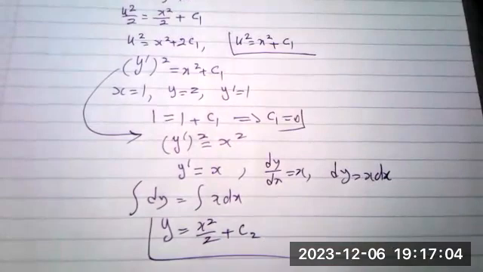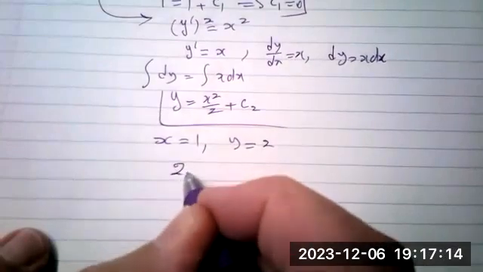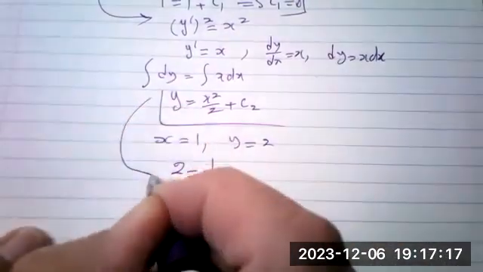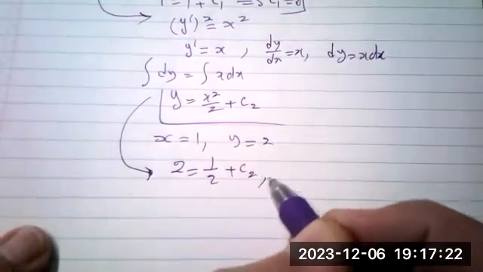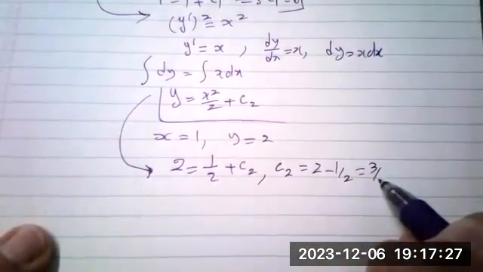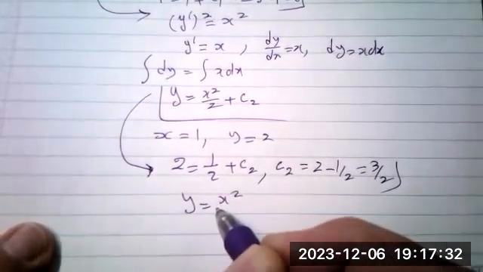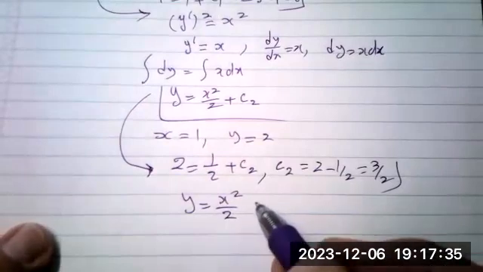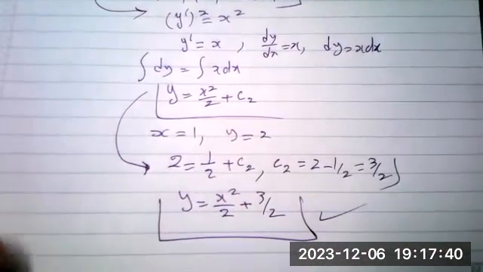You apply the initial condition again. X is equal to 1, y is equal to 2. So we apply this condition, end up with 2 equal to 1/2, I applied here, 2 equal to 1/2 plus c2. So c2 would be 2 minus 1/2, which is 3/2. So the final answer, the particular solution, is x squared over 2 plus 3/2. That gives you the final answer.